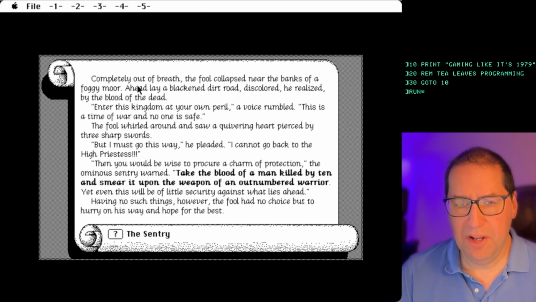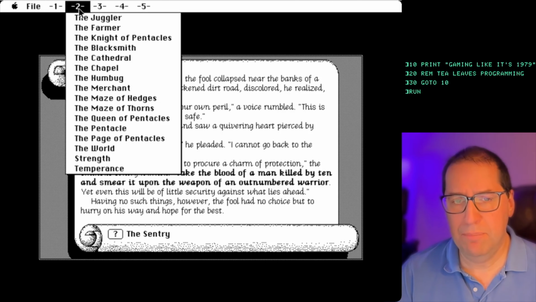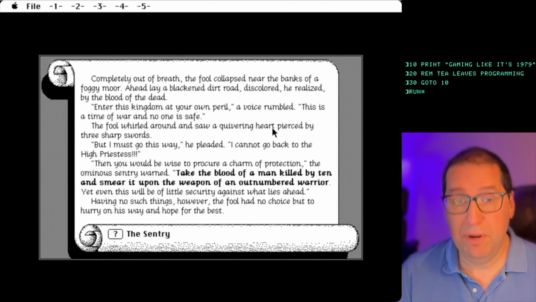So we've loaded in, we're on the puzzle of the century here. Let's look at the menus to remember where we are. We've got the sun's map still undone, and these 3 puzzles here. So the century is really the only puzzle we can do. Take the blood of a man killed by tenants.